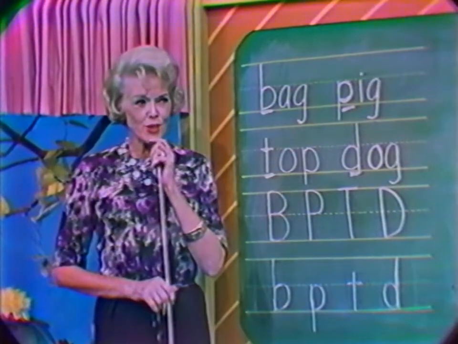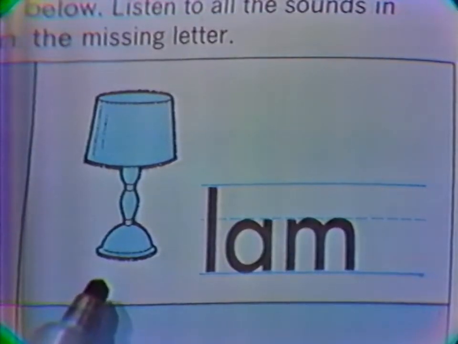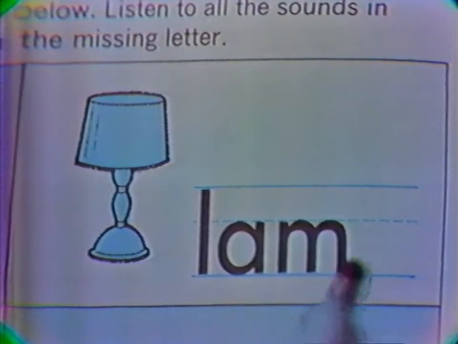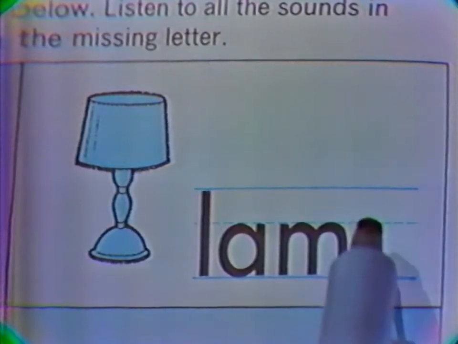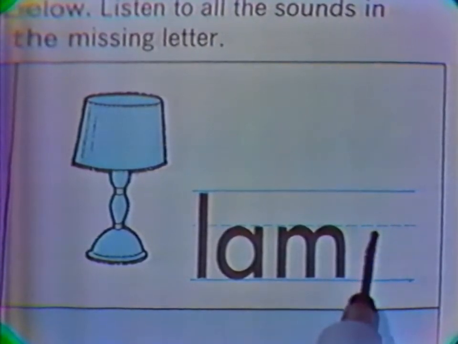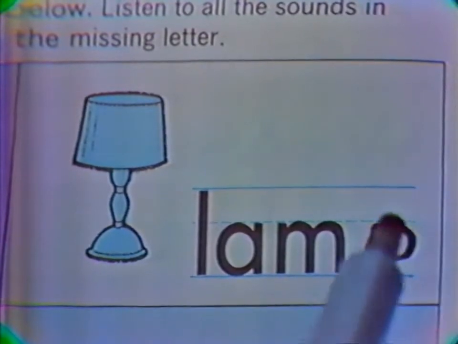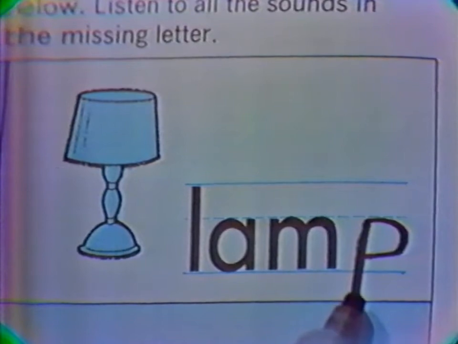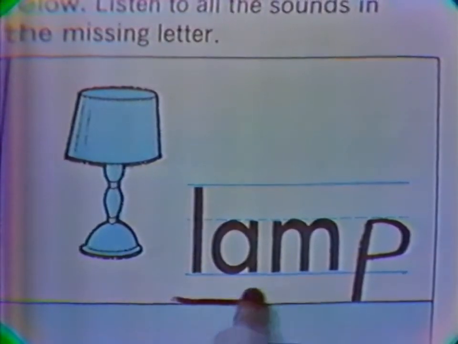The first picture is a lamp, but only the L-A-M are written. Now, what's the missing letter? Listen: lamp, lamp. Write it down. That's right. The letter P, small p. Lam and p say lamp.